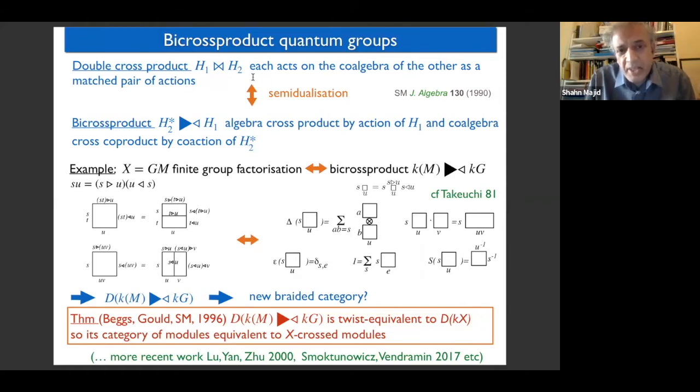And then there's a process. Certainly, in the finite dimensional case, a right action of H1 on H2 dualizes to a left action of H1 on H2 star. And similarly, the action the other way can be viewed as a coaction of H2 star. So you can build a new object where you dualize one of the factors. I call it semi-dualization. And this gives you a new Hopf algebra, completely different from the double original one you began with.